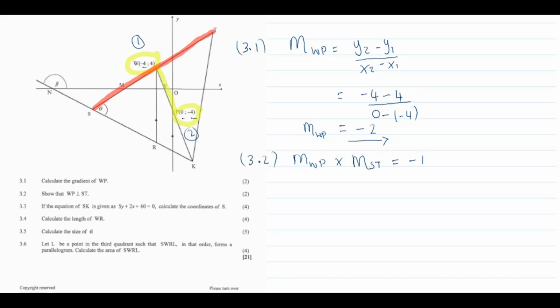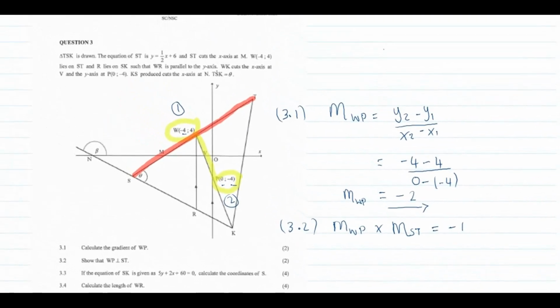And do you still remember we are given the equation of the line ST? I'm just going to move our page down so that you can see. We're given the equation of our line ST: y is equal to a half x plus 6. So this is our equation of our line ST. What we're going to do is take the gradient of WP, which is negative 2, and multiply it by the gradient of ST.